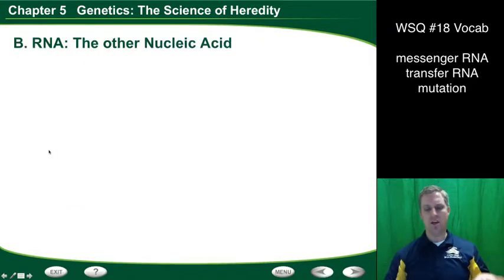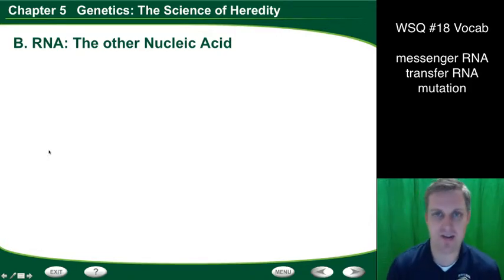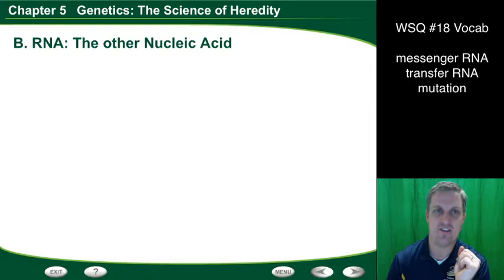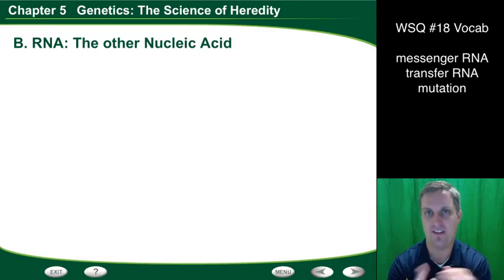Now, if it was just DNA, that would be fine. We'd learn that and we'd be okay. And there's another nucleotide known as RNA. So DNA stands for deoxyribonucleic acid. DNA, remember, is a double chain, double helix design. DNA codes for the proteins and is really the genetic information.